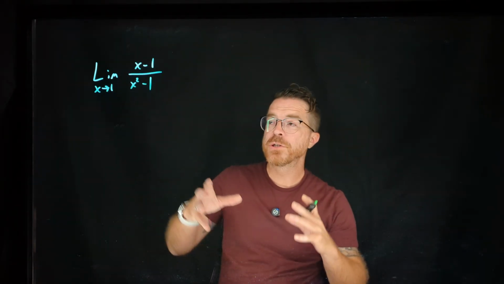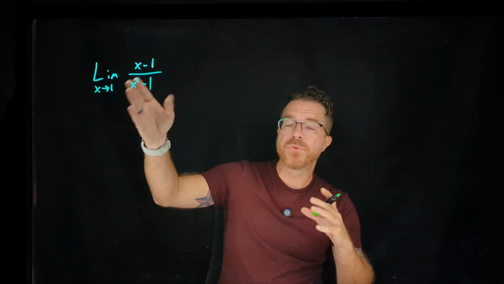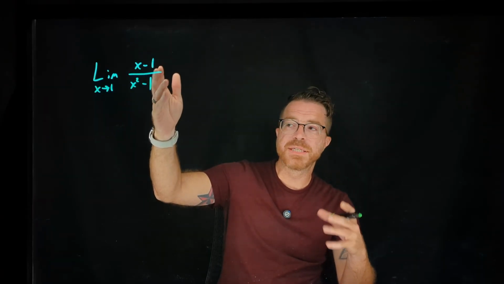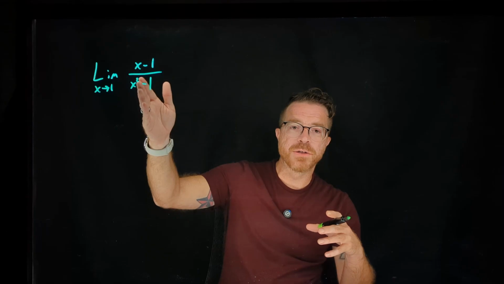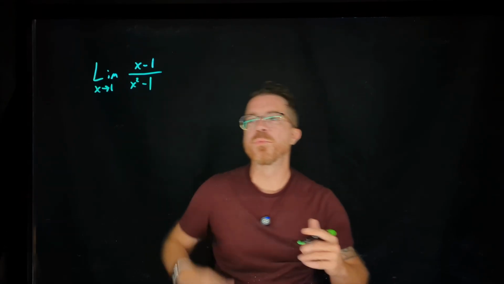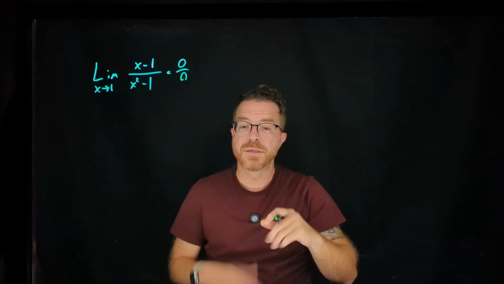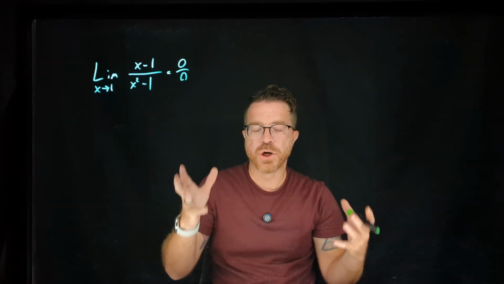Now, if we were to first test out plugging in 1 for every x value, what would we get? Well, 1 minus 1 would be 0, divided by 1 squared is 1, minus 1 is 0. So we would get 0 over 0, which is undefined and specifically indeterminate.